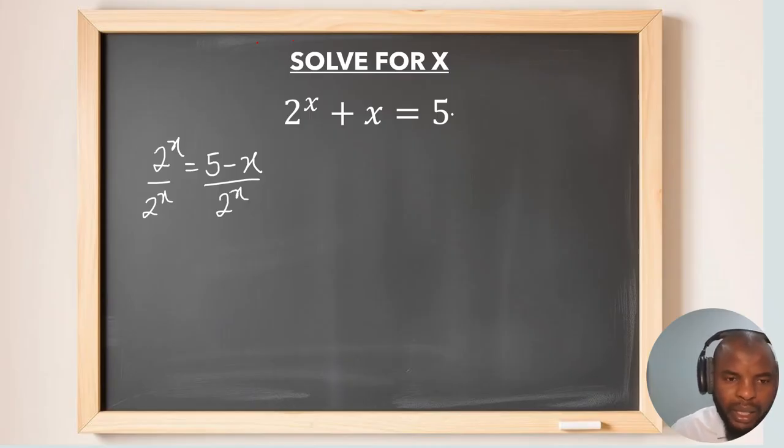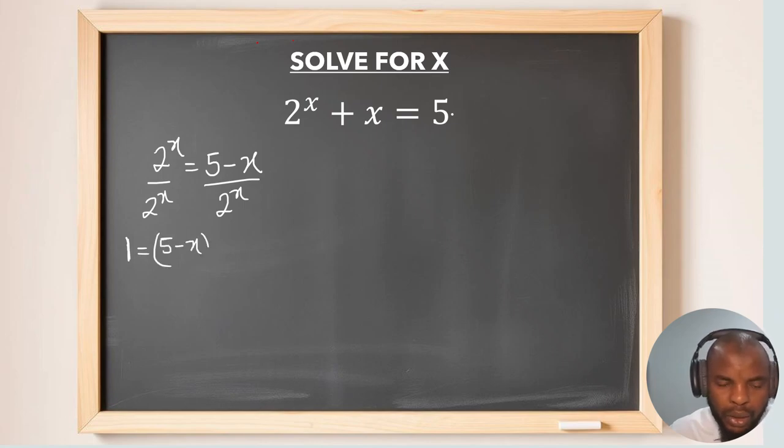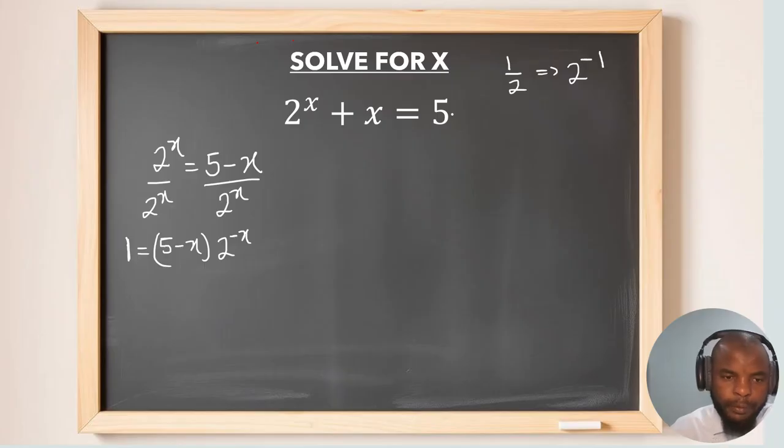Now, on the left-hand side, this is going to be 1. And on the right-hand side, here, I'm going to have 5 minus x. This denominator can be written as 2 to the power of negative x. Recall, in mathematics, 1 over 2 is the same thing as 2 to the power of negative 1.